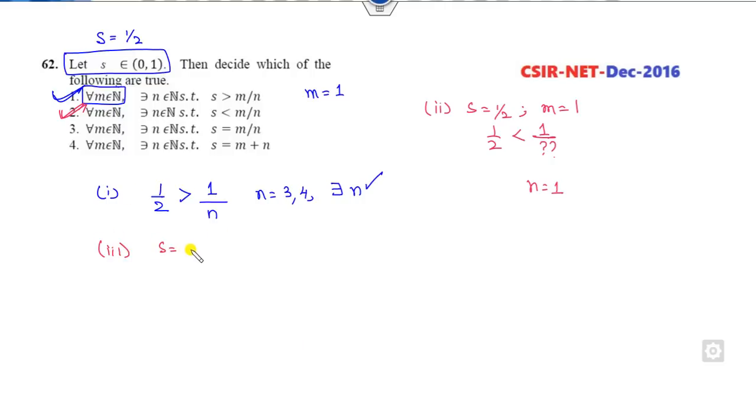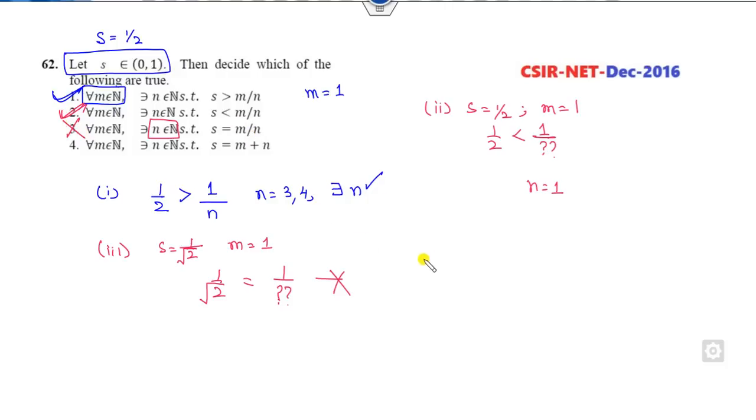Again, you can think about S as half. There, for all M, M is say 1. Now you need an inequality. So remember, the last two options are greater than. So if I consider N, here 1 by root 2, which is part of this, can you find the N in the natural numbers so that it will hold? It is not possible. So it means this is not the right answer.